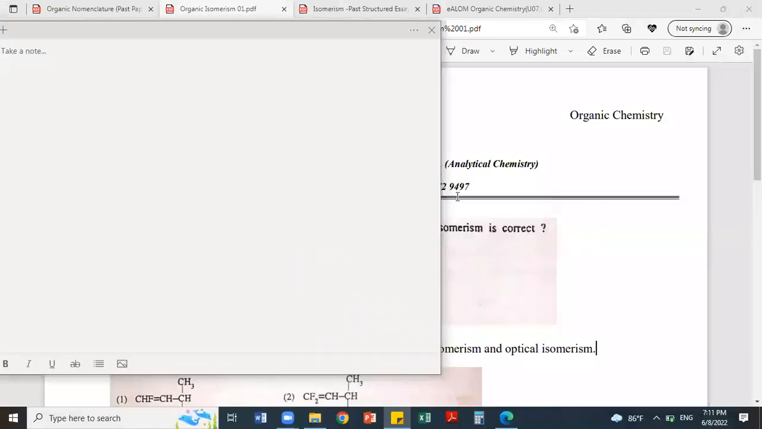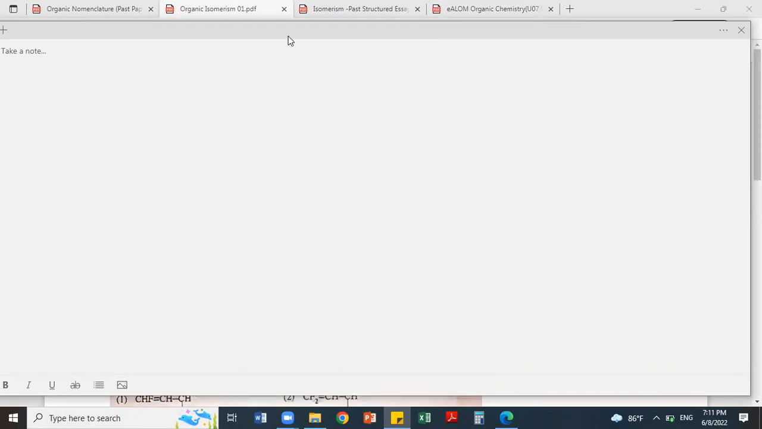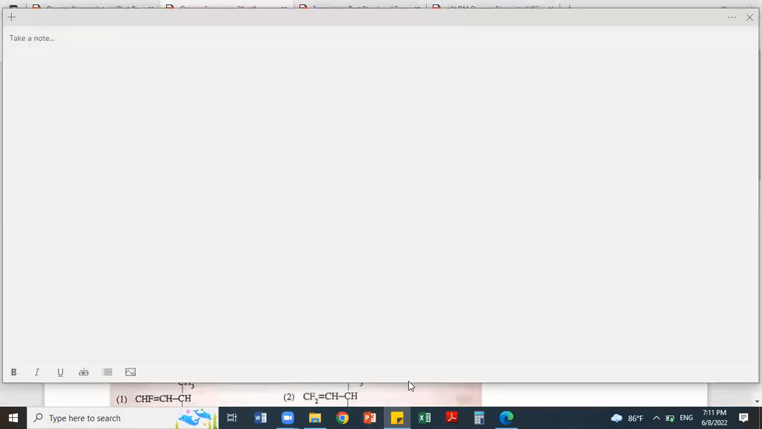For some organic compounds, you have the same chemical formula but different structures. That means the presence of different structures for the same chemical formula. That is called isomerism. What is isomerism? The same chemical formula but different structures for the same chemical formula. So let me explain that using an example. I'll give one example.